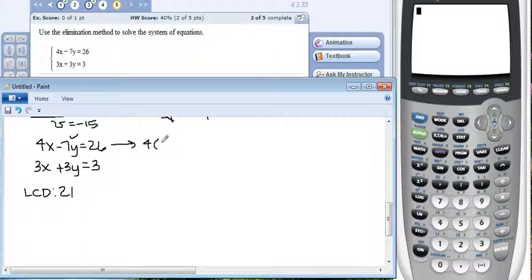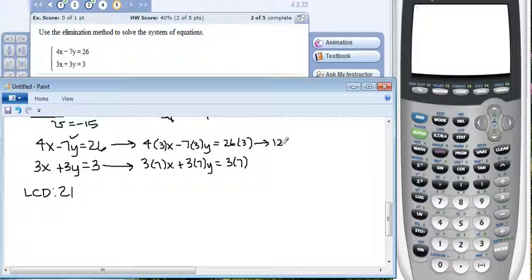So 4 times 3x minus 7 times 3y. Remember, the order of multiplication doesn't matter. 26 times 3. I've expanded this 3 times as big. Now I want to make this into a positive 21, so I would multiply it by 7. So therefore everything gets multiplied by 7. x plus 3 times 7y is 3 times 7. Okay, that's this one, 7 times as large.